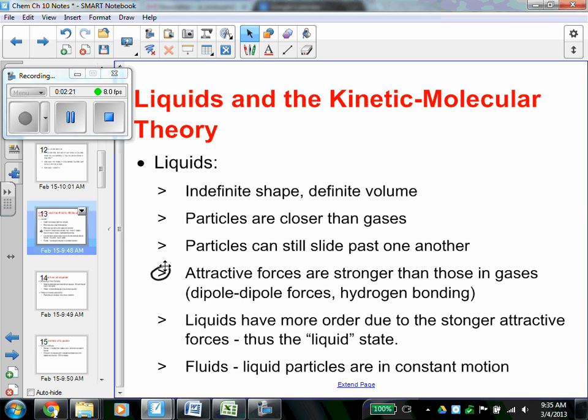Next, liquids have more order due to their strong attractive forces, thus they're in the liquid state. That goes directly along with the 4th point, so the 4th and 5th points go together. And we would describe liquids as fluids, with particles in constant motion, particles that can slide past one another. If we take a look at the molecular view, we see that these particles are in the condensed state, very close to one another, and because they have strong attractive forces, but they can slide past one another. We also know that these strong attractive forces can be overcome to get evaporation, so we'll talk about that too.